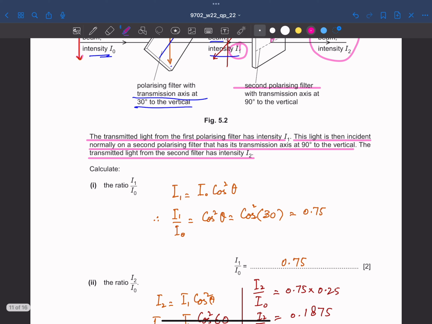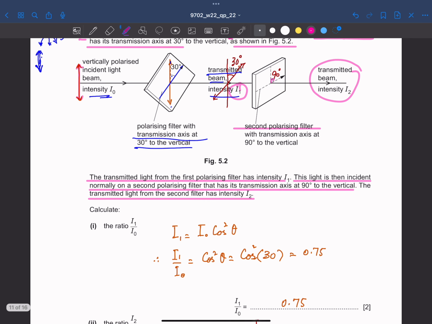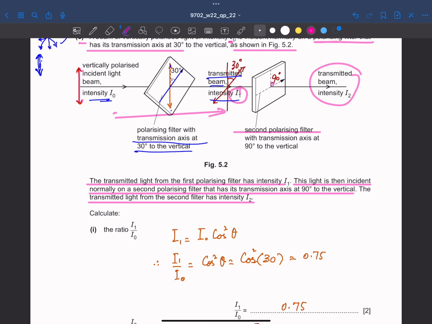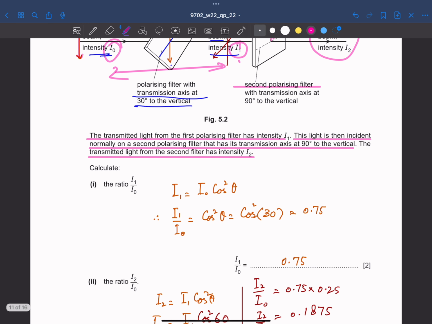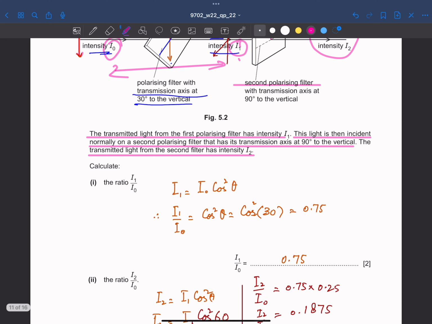What is the ratio? Calculate the ratio I1 over I naught. So remember this formula that I1, the new intensity, will be equal to the previous intensity times cos square theta. So when you need to calculate I1 over I naught, simply cos square theta will give us the result, which is nothing but 0.75.